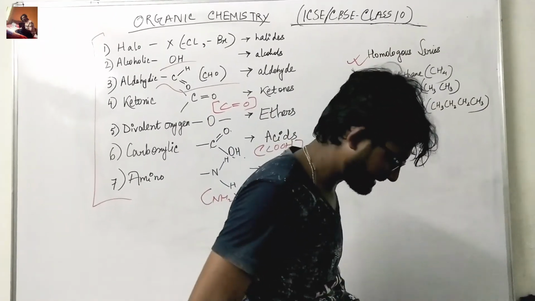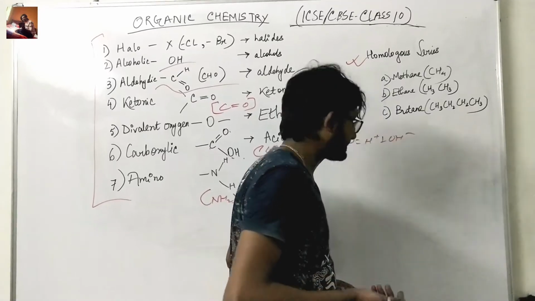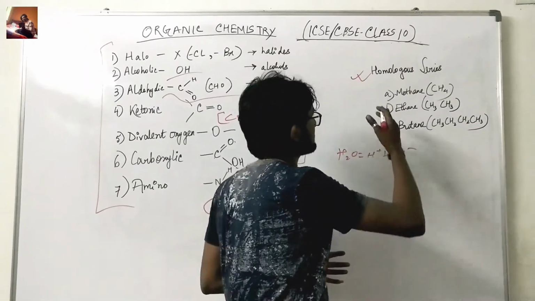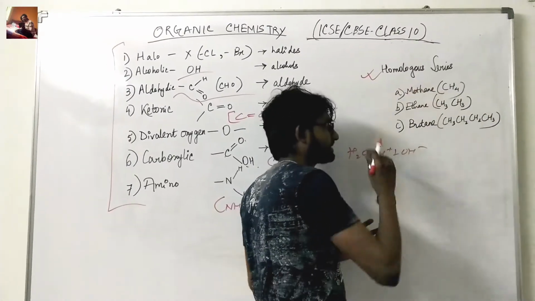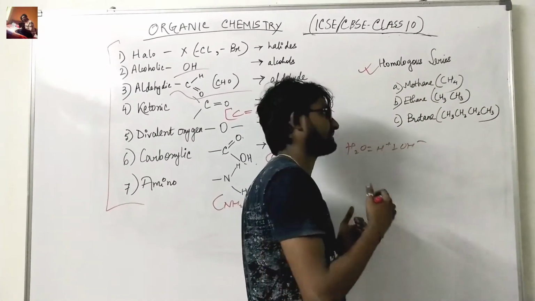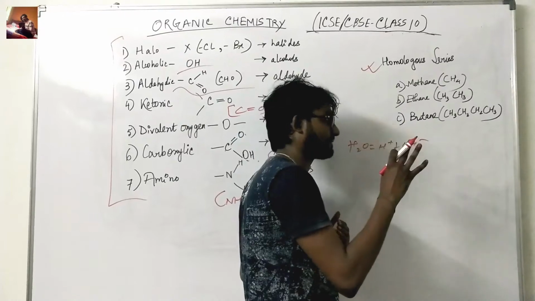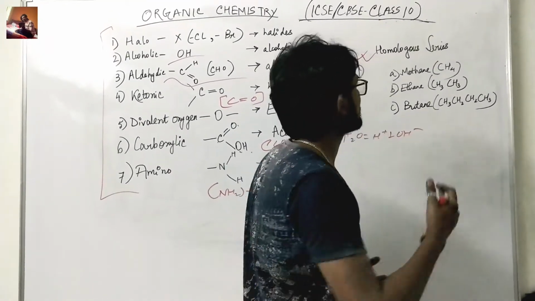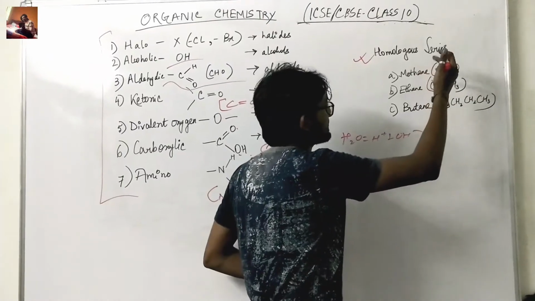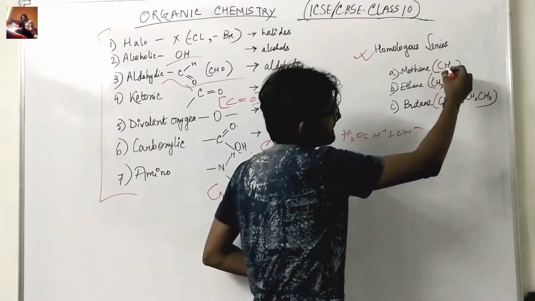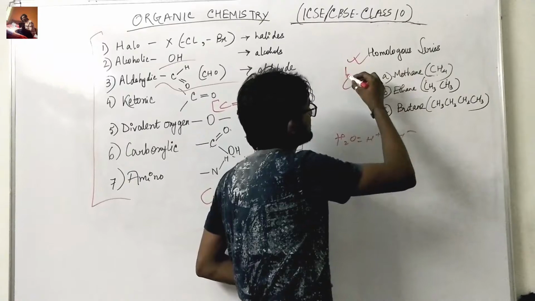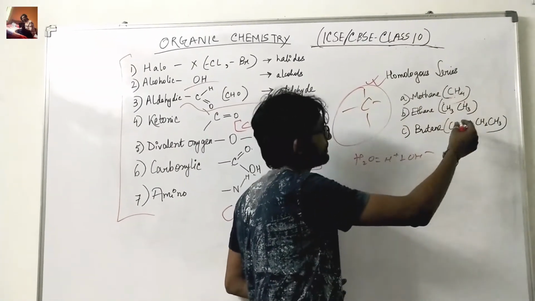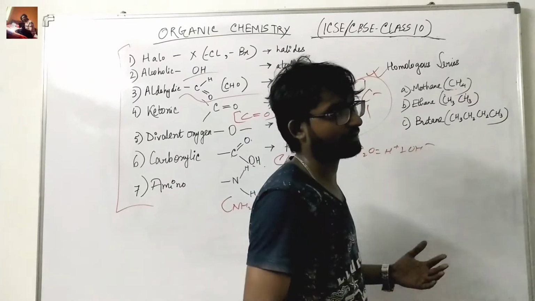Over here I can tell you a simple thing: a homologous series is a series where the carbon compounds contain a similar kind of functional group. Methane is CH4, so carbon has 4 bonds here. Ethane is a different compound.